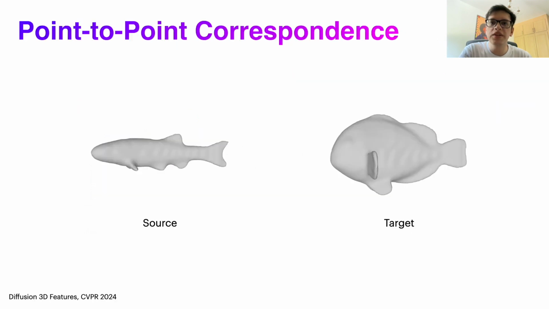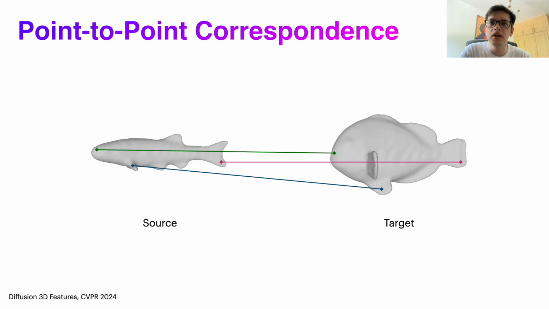Given a source and a target shape, we want to find a mapping between them to find a corresponding point in the target for a query point in the source. In this example of two fishes, we see that a point on the head of the source maps to a corresponding point in the target. The same goes for the fins and the tail of the fish.